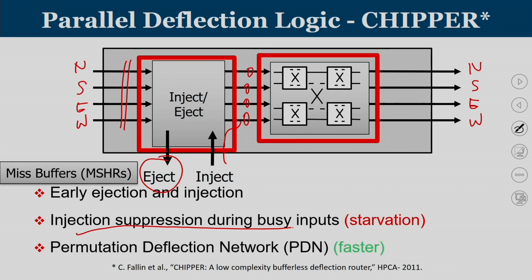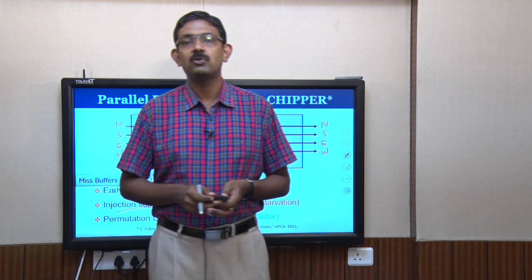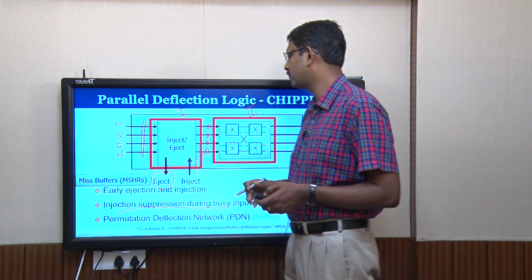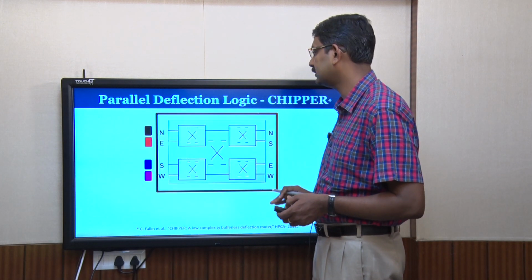And the right side is the second stage. This is your stage 1, the first cycle of the router, and what you see second is a permutation deflection network, acting as a very fast unit, that is your stage 2. So, it is basically a 2-cycle router. When you work in CHIPPER, it is going to forward all the packets in 2 cycles. In cycle number 1, you perform the ejection and injection, and in cycle number 2, you perform the permutation deflection network, or basically port allocation.